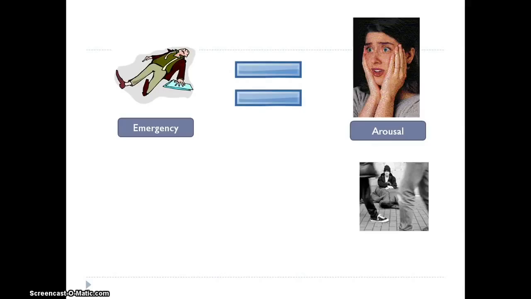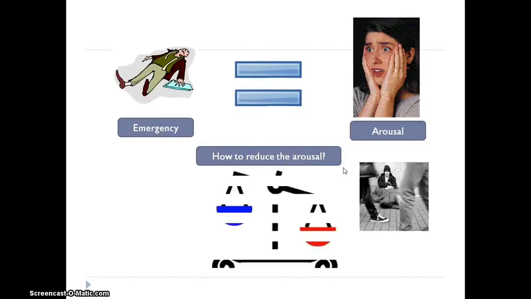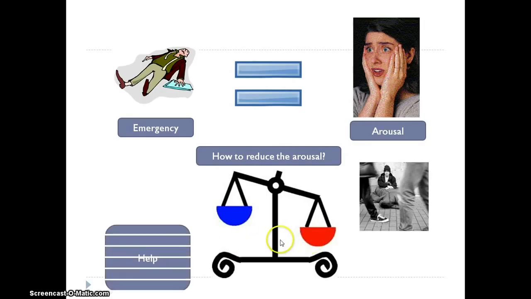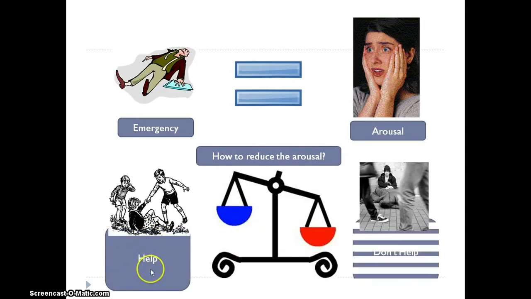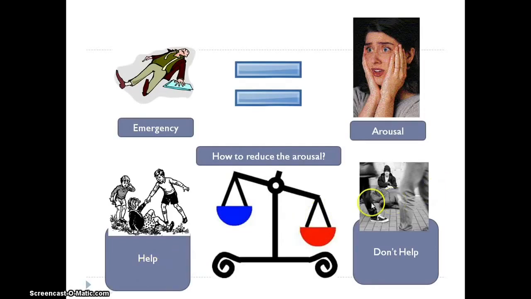Arousal generally just refers to increased heart rate, perspiration and respiration, and generally that kind of sick feeling that you get when something's about to happen, like when you're about to have an exam. That's arousal that you're feeling, and you want to get rid of it. When we see an emergency situation, our bodies naturally want to get rid of negative arousal. And how do we reduce the arousal? We then have to decide, are we going to help or are we not going to help? Because both of these, helping and not helping, will reduce the arousal.